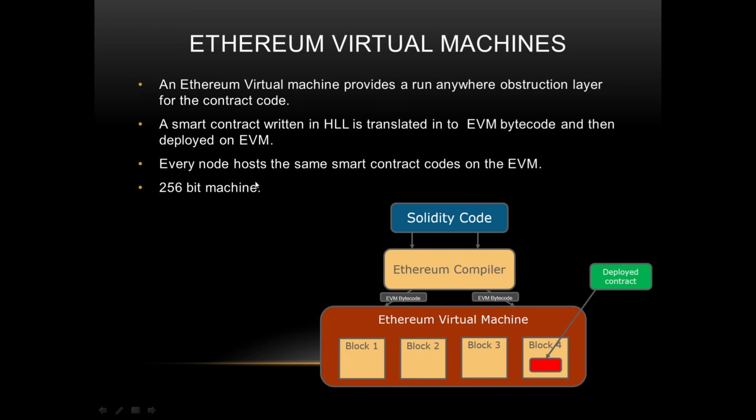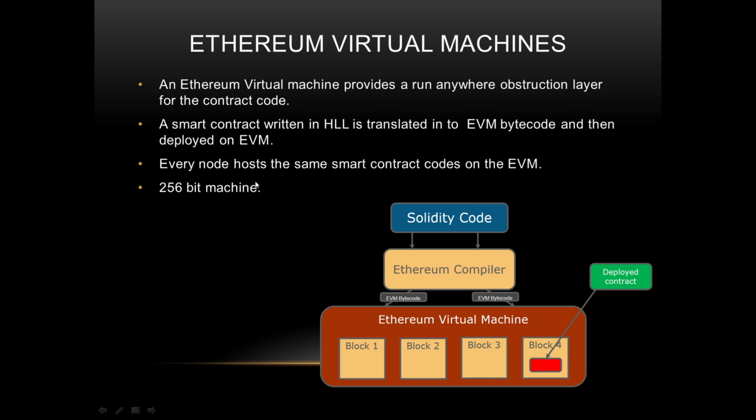Ethereum virtual machines. An Ethereum virtual machine provides a run anywhere abstraction layer for the contract code. You can run this contract code or smart contract anywhere on any node connected to the Ethereum. The Ethereum provides a machine of its own. It's more of a virtual machine.